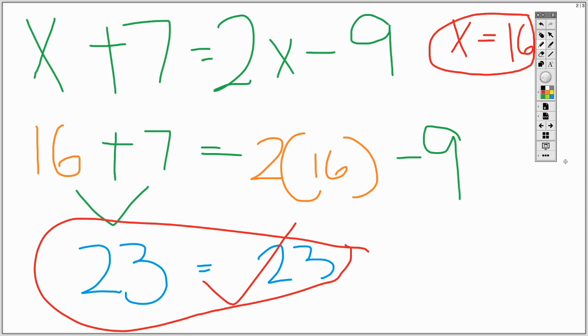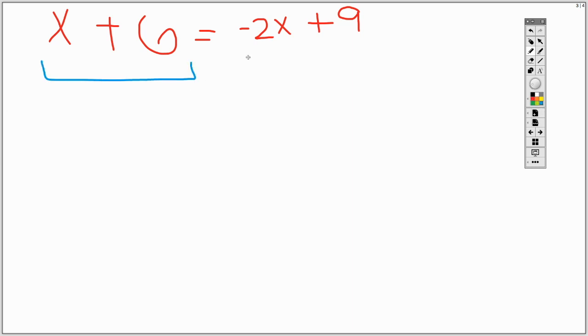So now I'm going to do another practice problem just to ensure that we have got this and we can do this. To write another equation, which would be, okay. So I've written on the board x plus 6 equals negative 2x plus 9. And we have two sides.